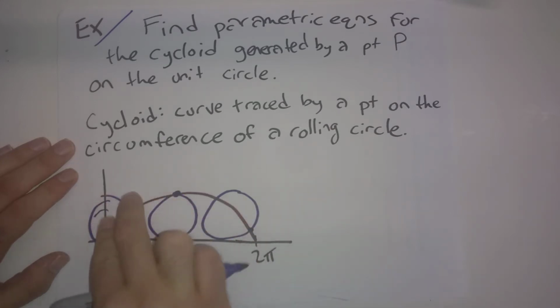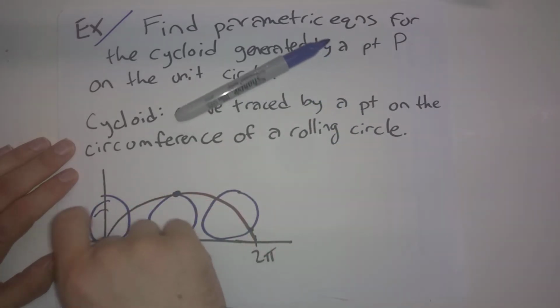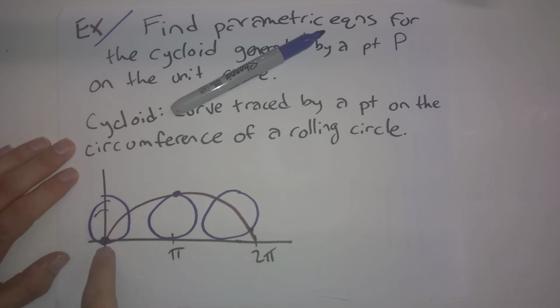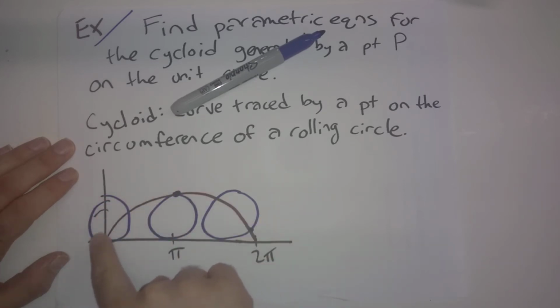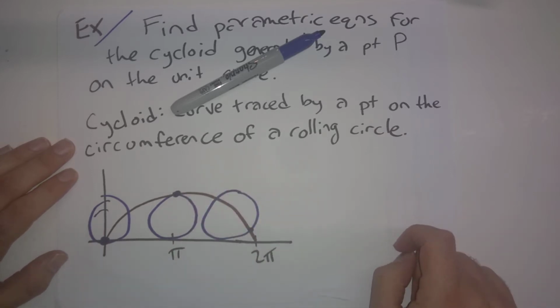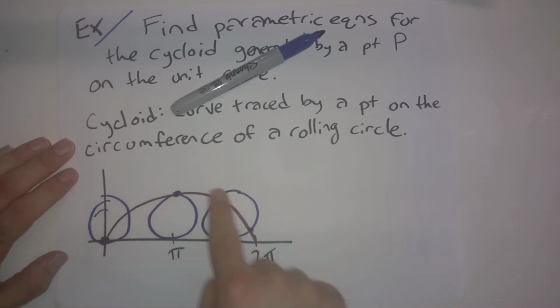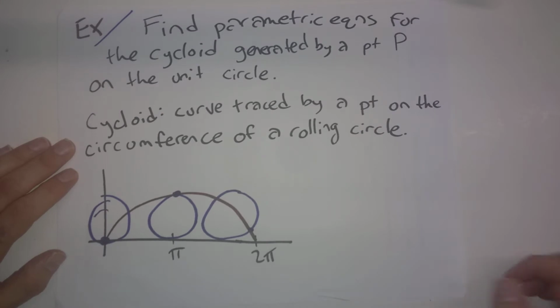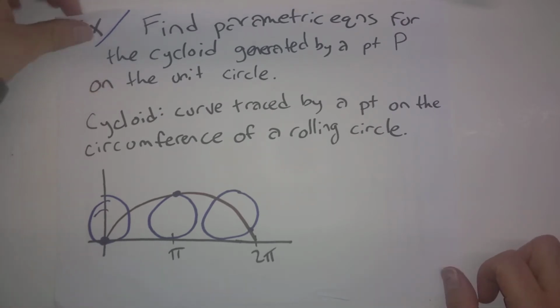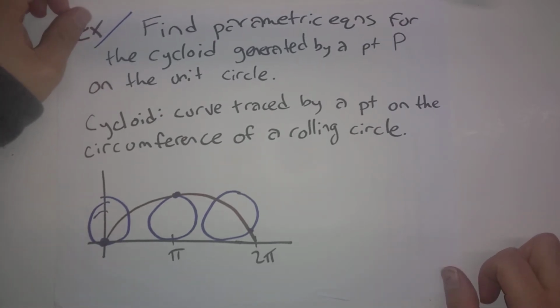So as the circle rolls, imagine taking a penny or something like that, marking a little dot on it and letting it roll along the ground. That dot will go up and then it will come back down. So our job is to figure out a parametric equation that will trace this out. We're assuming unit circle, so the radius of our circle is 1. Okay, so how do we do that?